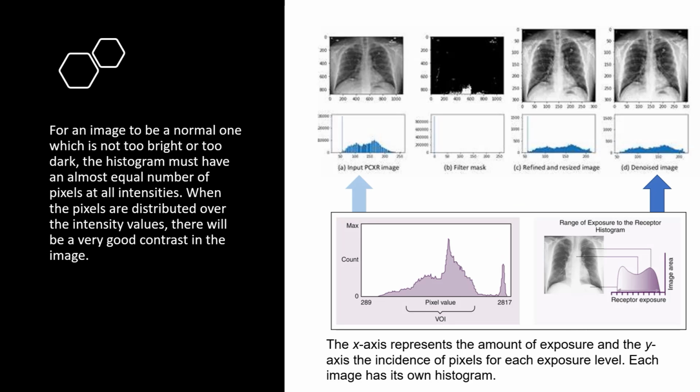For an image to be a normal one, which is not too bright or too dark, the histogram must have an almost equal number of pixels at all intensities. When the pixels are distributed over the intensity values, there will be a very good contrast in the image.